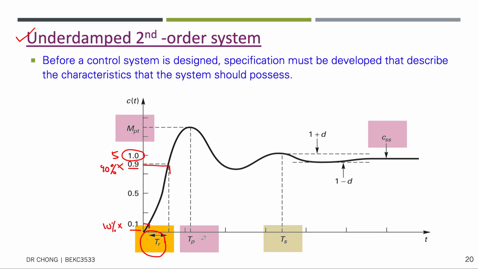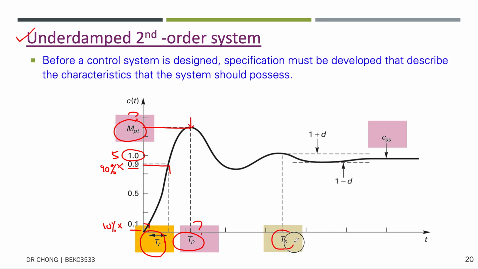Okay, so TP is the time when the highest peak happened. So MPT is the magnitude peak. The highest magnitude happened at what value and at what time. This is the peak time.